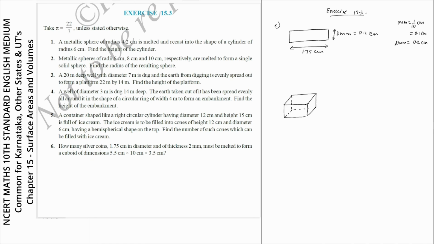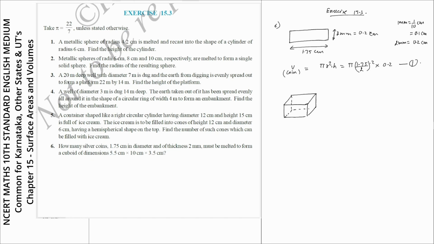Okay, now what is the volume of this coin? Volume is given by area of the base into height, that is pi r square is the area of the base, into height. So r is 1.75 by 2, diameter is 1.75, half of that will be the radius, into height is 0.2. I will mark this as 1.